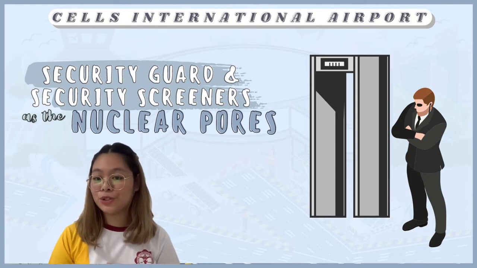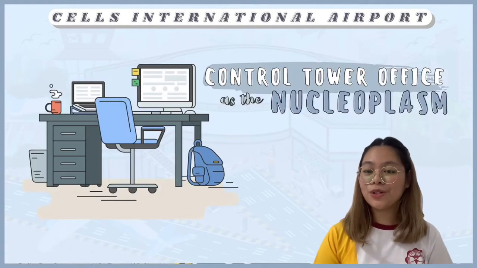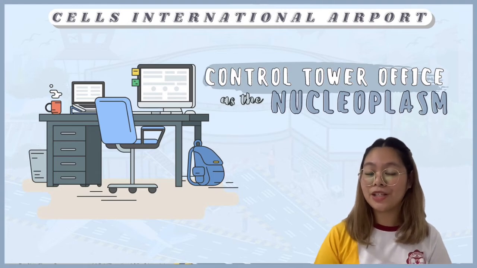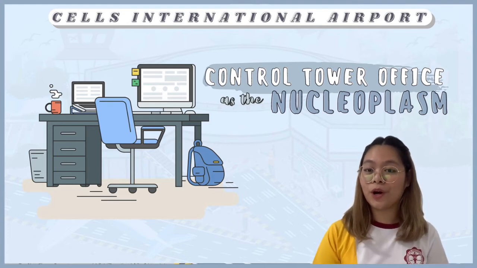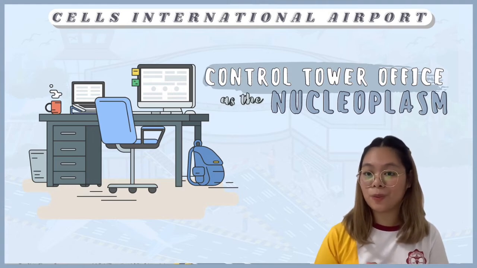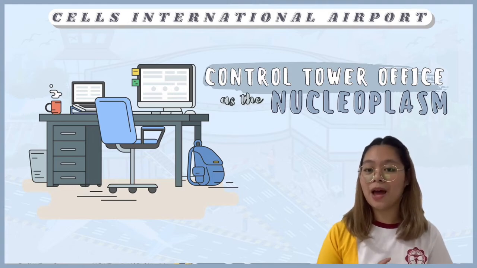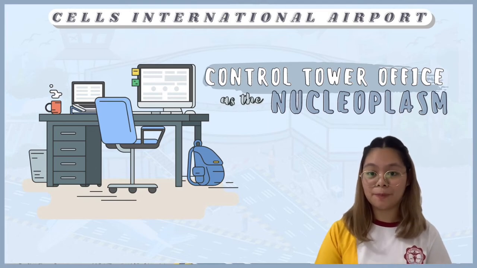Moving on, we have the control tower office. The control tower office is where the airport manager and the FDP, or the flight data personnel, reside. This is the place where they do their work and perform their duty. In cells, this can be related to the nucleoplasm. The nucleoplasm acts like a cytoplasm. It is a gel-like substance that keeps everything in place.